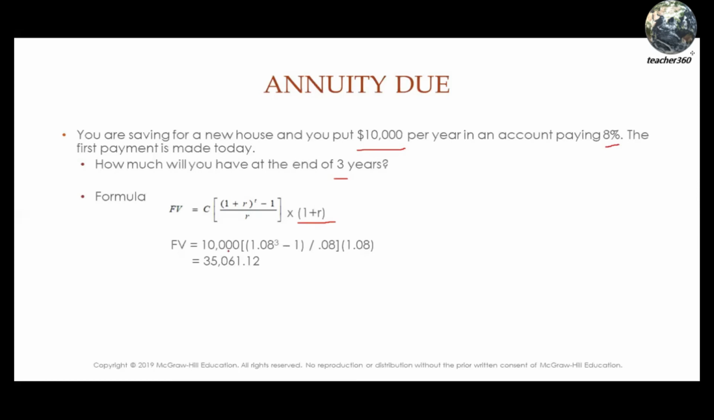So your annuity payment is $10,000, your interest is 8%, 1 plus your interest, number of years 3, minus 1, divided by your interest, times 1 plus your interest. Then you will get the result of $35,061.12.